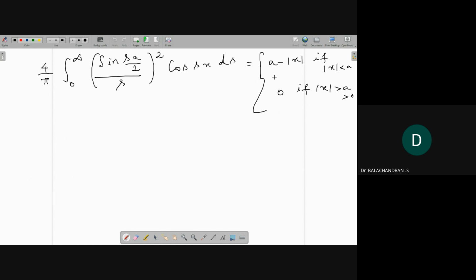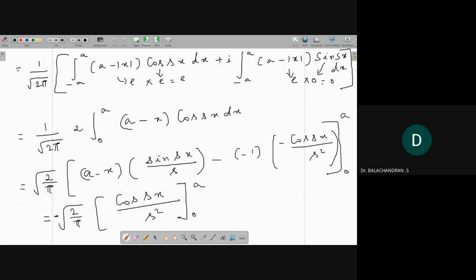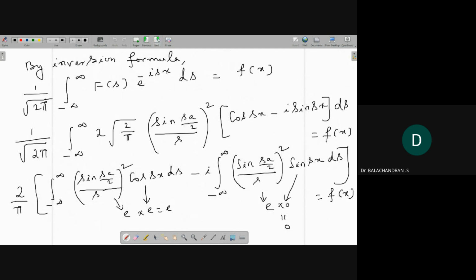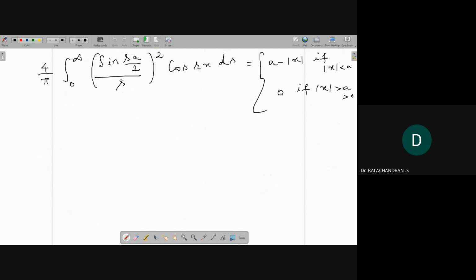That is enough. Now look again at the deduction part. In the deduction part I only have sine terms. I don't have the cos term, so make this 1. How to make this 1? I want to substitute x equal to 0. x equal to 0 lies in this interval because mod x is less than a means minus a less than x less than 0. That's why x equal to 0 lies in this interval.